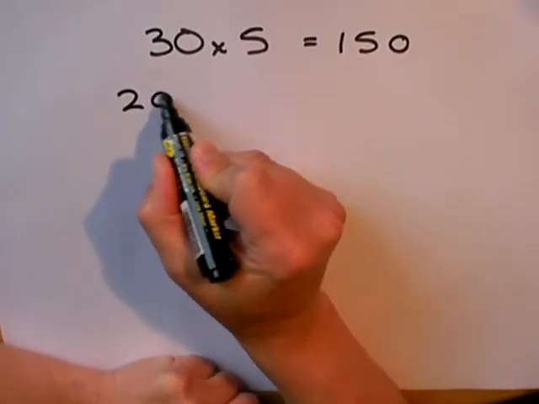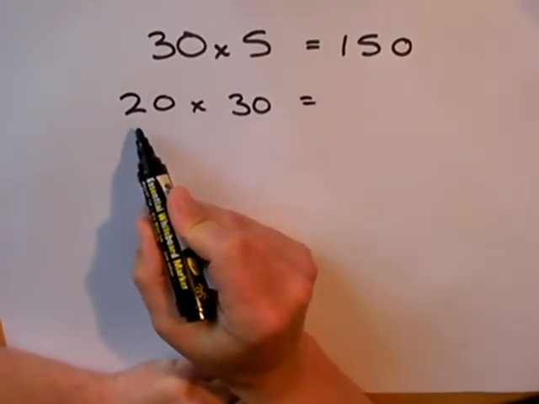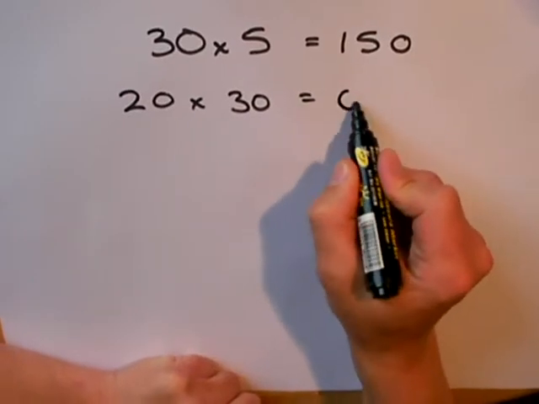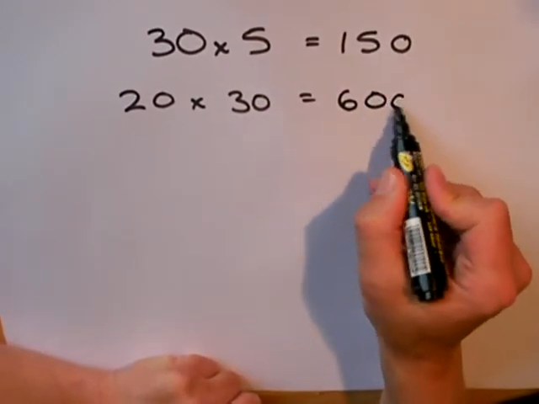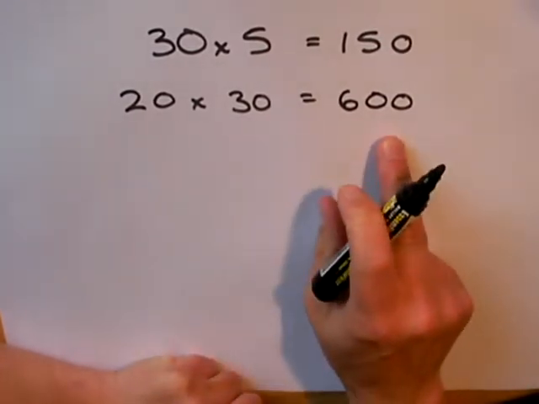Here's another example. 20 times 30. 2 times 3 is 6. Because I have a 0 here and a 0 here, I'll put 2 zeros in my answer. 20 multiplied by 30 is 600.